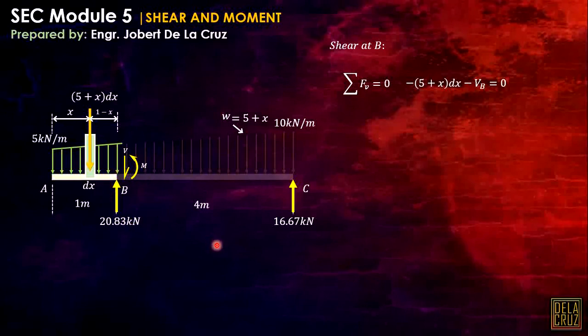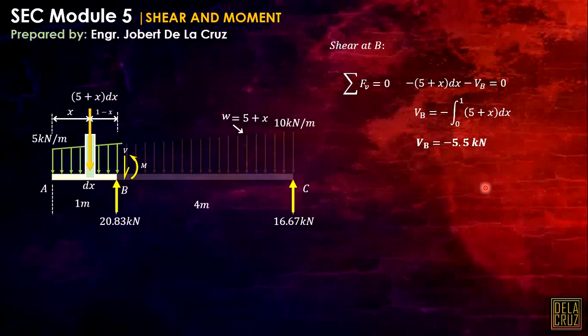Okay, so transpose this term, yung BB natin, then integrate natin from 0 until 1. I hope you understand that one. So it will give us negative 5.5 kilonewtons. And if you observe sa shear diagram natin, this is the maximum negative shear at point B.